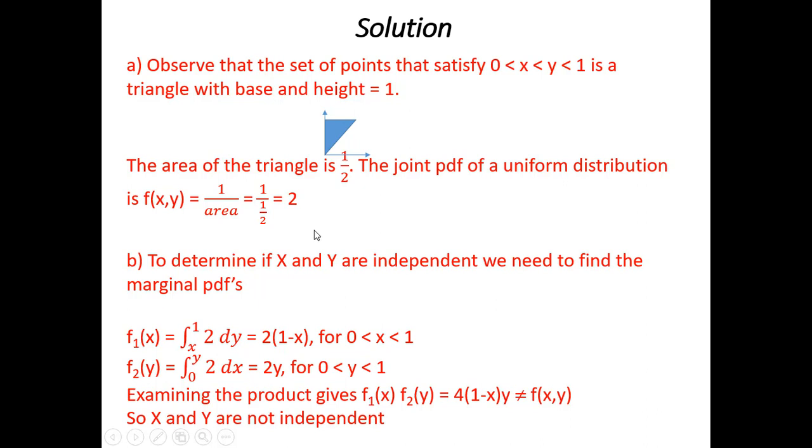For part B, we're interested in the question, determine if x and y are independent. And to do this, we need to think along a couple of different ways. We can try to factor. There's one way to factor this, or we could find the PDFs. Okay, so let's find the PDFs in this case.